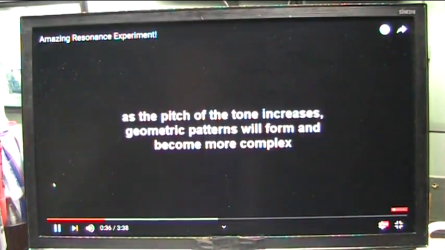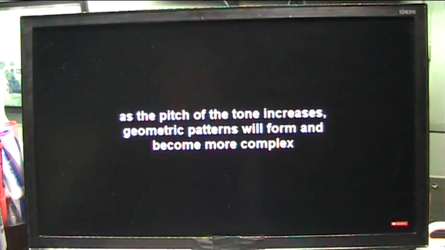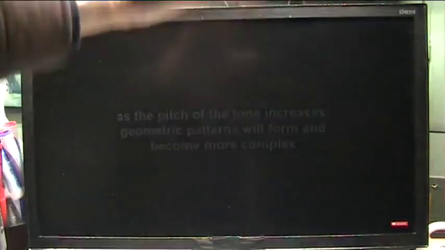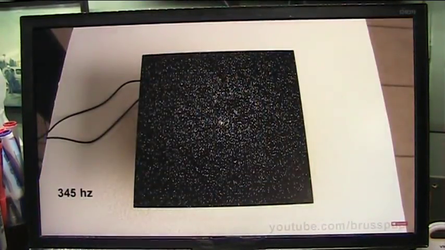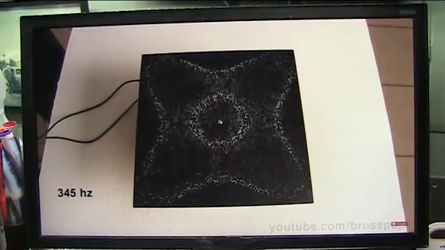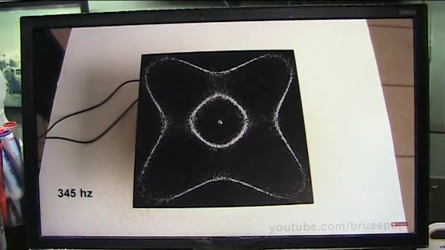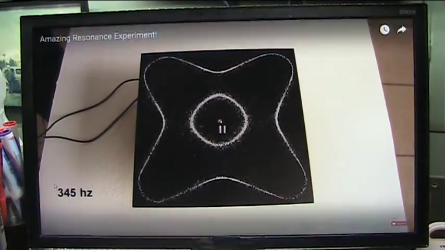Alright, so it's a tone generator. The pitch of the tone increases. Okay, so they start real low. What are we going to see? Now, I guess I'll turn it up a smidge. I don't know if you hear it now. Well, they just got music. Okay, now, what are we looking at here?